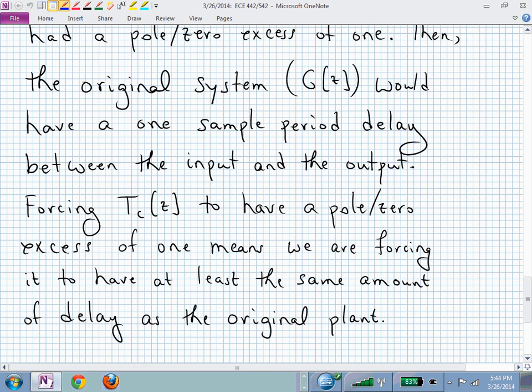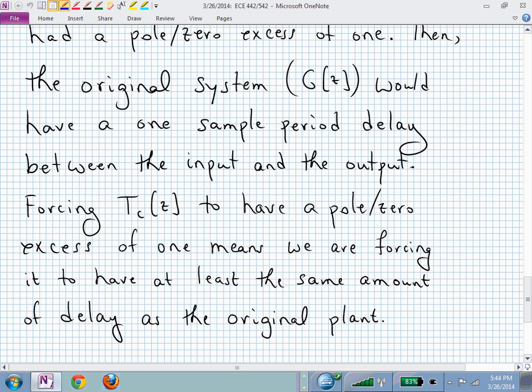Questions on that? I know that's maybe kind of weird, but just think of kicking a system, and if you have a pole zero excess of 2, you have to wait 2 sample periods before you see anything coming out at the output. So you can't force your ideal transfer function to behave faster than that. That's what this is saying.